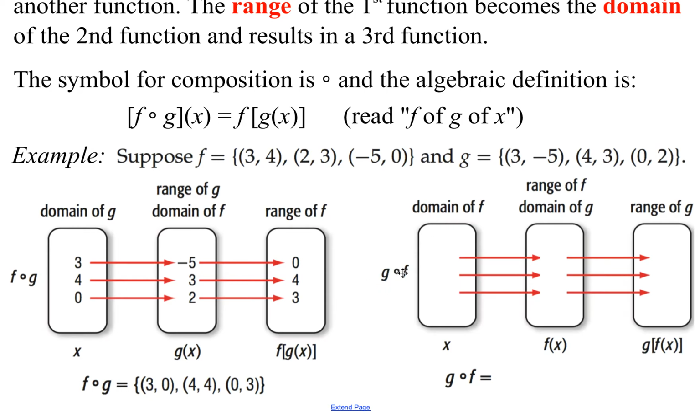Similarly, if we want to find g composite f, we start with function f, the domain of f. So our domain is 3, 2, and negative 5. It maps each of those to these values. So this is now the range of function f becomes the domain of function g. So now we have inputs for function g. And function g maps 4 to 3, 3 to negative 5, and 0 to 2. So there are our outputs. So to write the composition function, we have an input of 3 gives us an output of 3, input of 2 gives us output of negative 5, input of negative 5 gives us an output of 2.